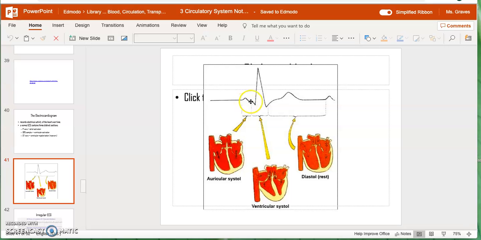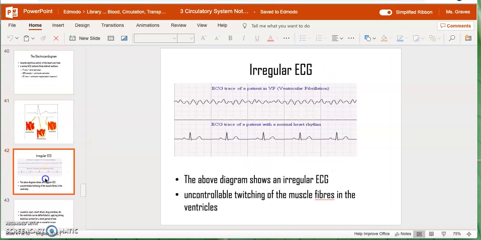So again, the P wave is the atria contracting, QRS complex is the ventricles contracting, and then the ST wave right here is when the ventricles are relaxing. Okay? So if we take a look at the ECG, a normal one, this is what it would look like. You can see our P wave, our QRS complex, and then our ventricular relaxation here, the ST wave.